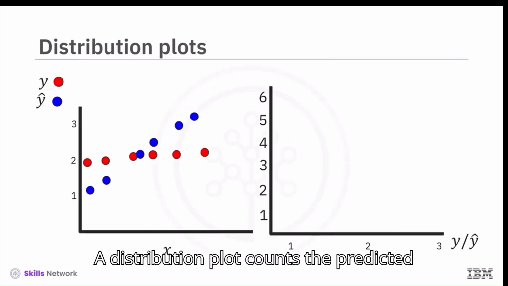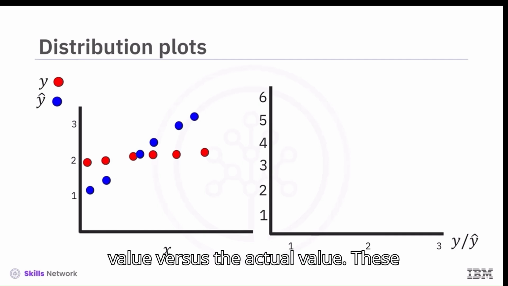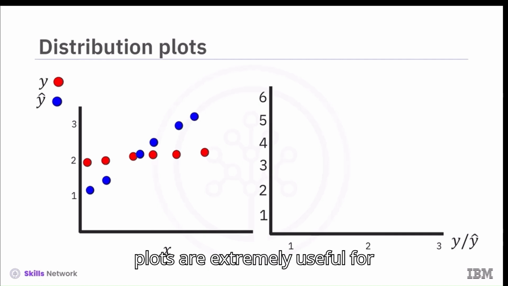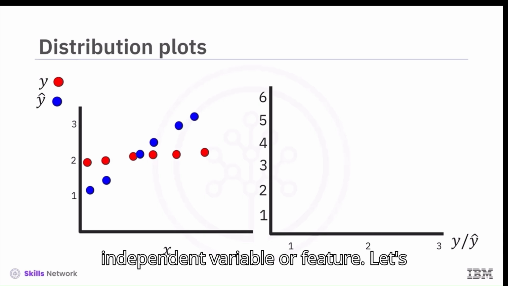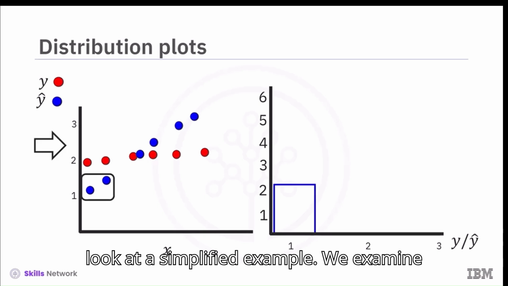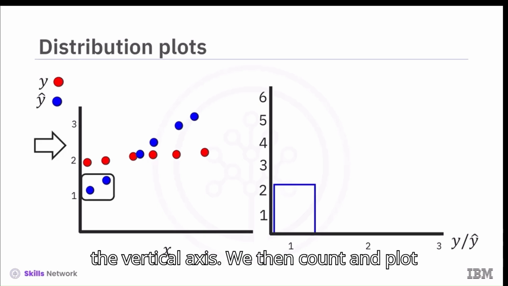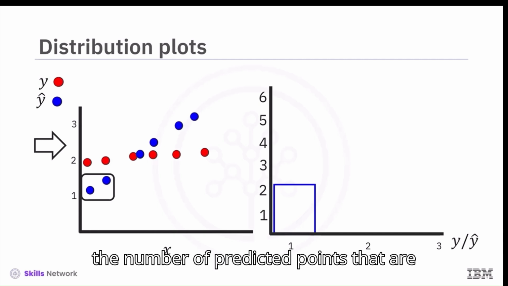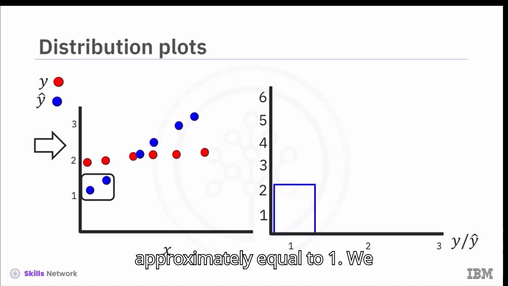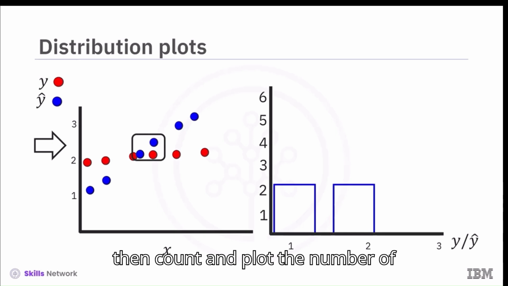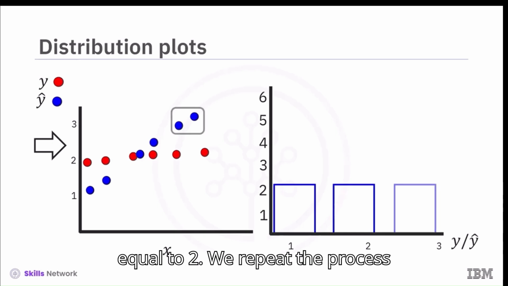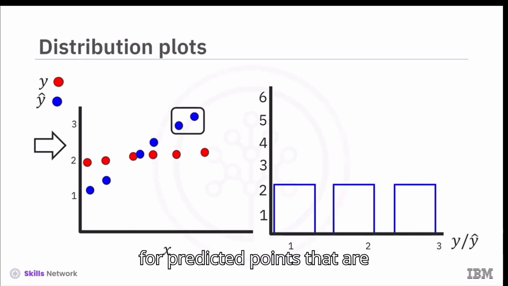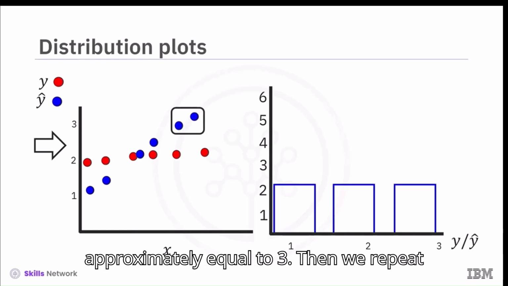A distribution plot counts the predicted value versus the actual value. These plots are extremely useful for visualizing models with more than one independent variable or feature. Let's look at a simplified example. We examine the vertical axis. We then count and plot the number of predicted points that are approximately equal to 1. We then count and plot the number of predicted points that are approximately equal to 2. We repeat the process for predicted points that are approximately equal to 3.